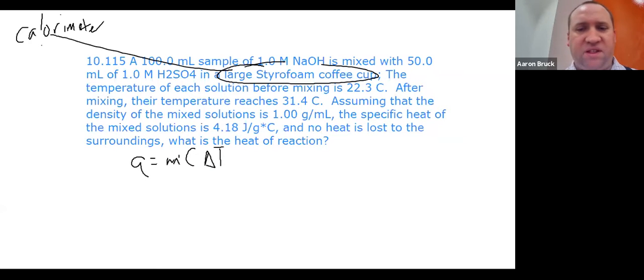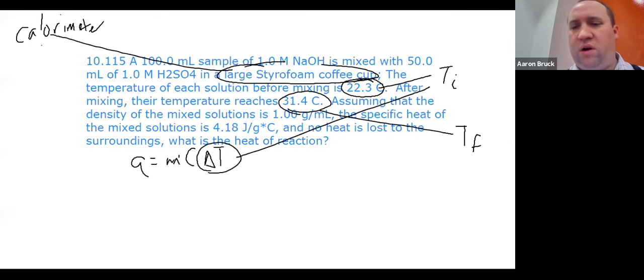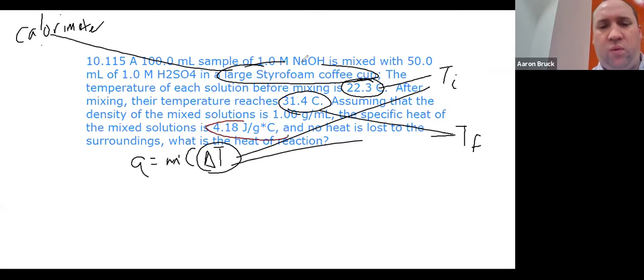So other pieces of information that are important. We've got 22.3 degrees Celsius. That is our initial temperature. We've got 31.4 degrees Celsius. That is our final temperature. That's going to go toward our delta T. Our C value, we are told that the specific heat of the solution is 4.18 joules per gram degrees Celsius. So that's going to give us our value of C.